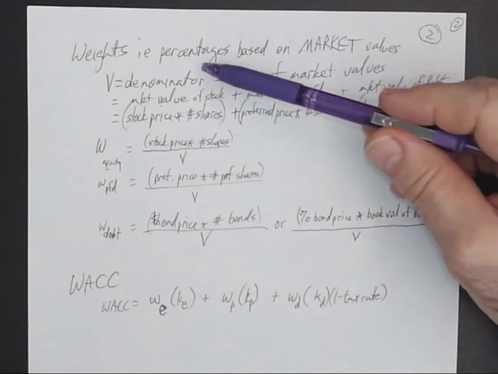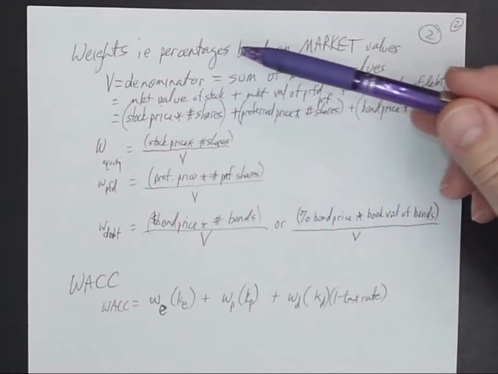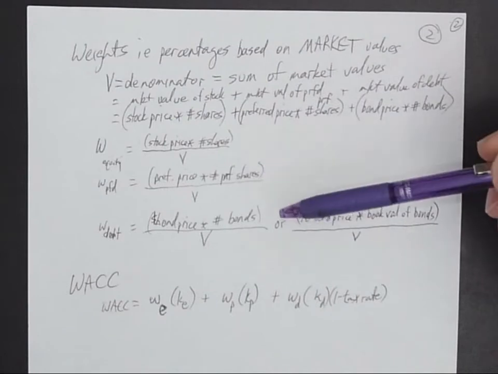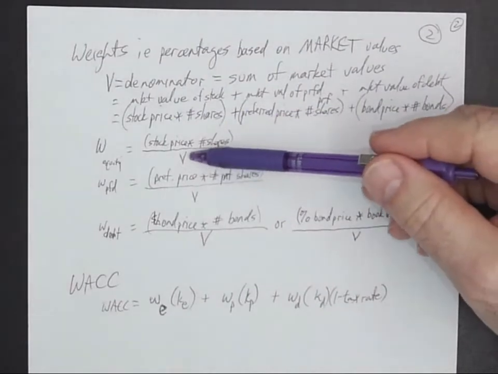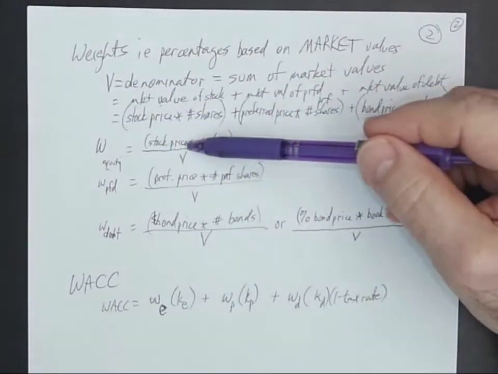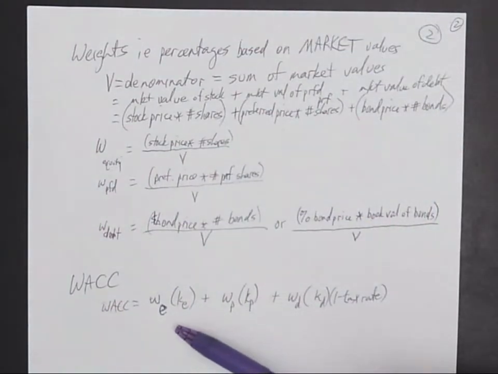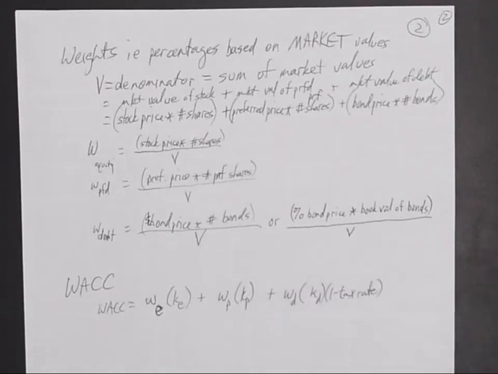So we've already gotten these values, the value of the equity, the value of the preferred, and the value of the debt. We add them up to get the total value, and then we take the individual percentages. And that brings us to the weighted average cost of capital, which just says the weight of equity times its cost, plus the weight of preferred times its cost, plus the weight of debt times its after-tax cost.